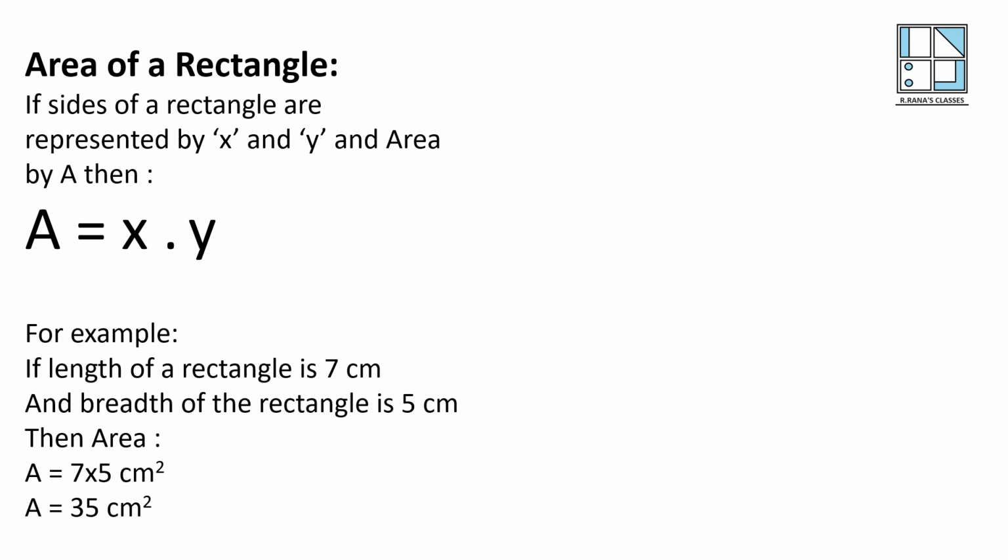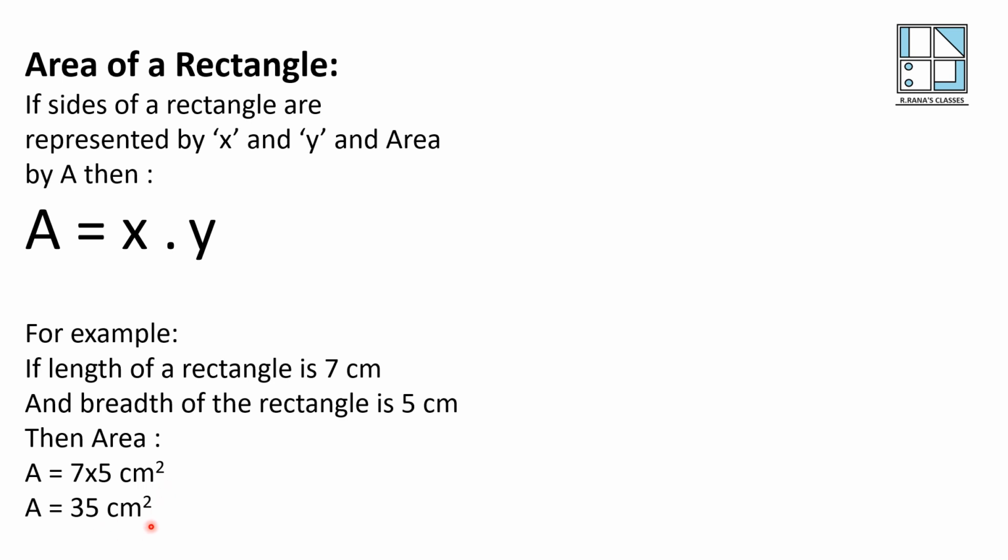Area of a rectangle. If sides of a rectangle are represented by X and Y and area by A, then A is equal to X into Y. For example, if length of a rectangle is 7 centimeter and breadth of the rectangle is 5 centimeter, then area is 7 into 5 centimeter square. As you know, area is always in square units.